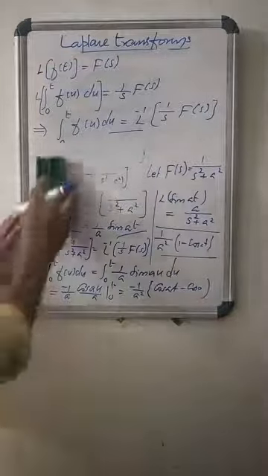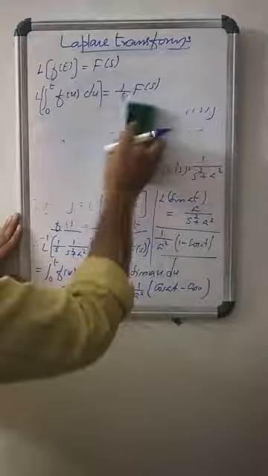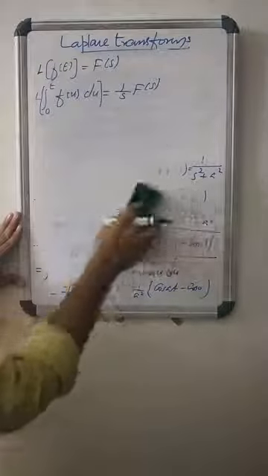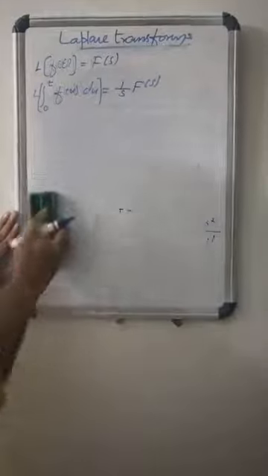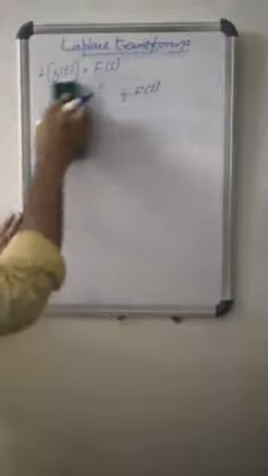That is, if L{f(u)} is F(s), then L inverse of 1/s times F(s) is the integral from 0 to t of f(u) du.